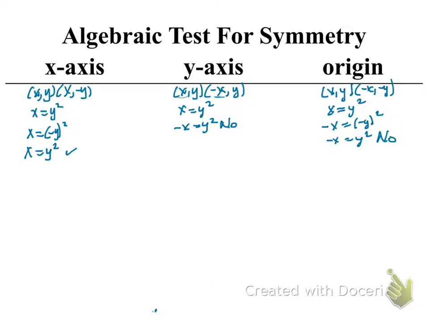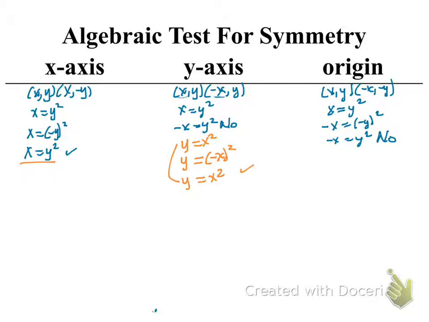Okay, we had y equals x squared. If we make that replacement with x and negative x, then y is equal to negative x squared. And I get the same thing I did over here when I was doing x equals y squared, because a negative times a negative is a positive. So I'm right back to y equals x squared, and these two are the same. So yes, it is symmetric to the y-axis.